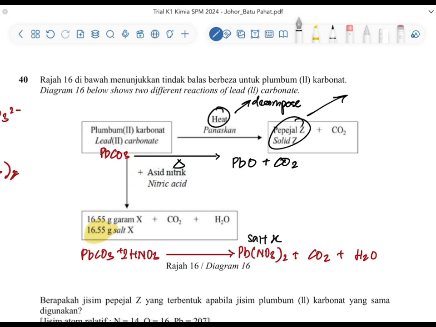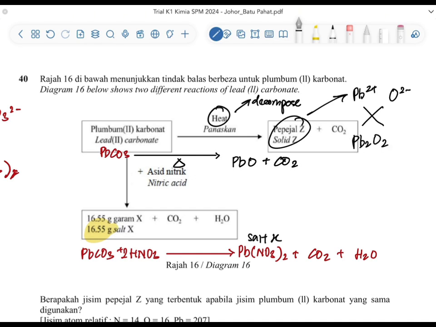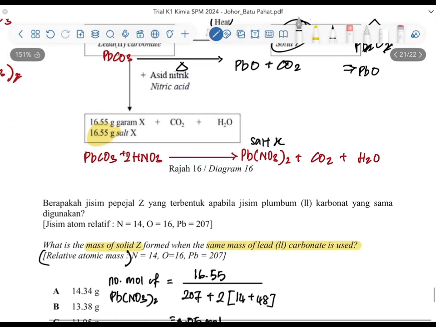Again, if you don't know how we get this solid Z, it requires you to have a little bit of understanding on the chapter which the heat reactions will decompose the salt. So Pb2 plus, together the oxygen is also 2 negative. So when we cross it, we need to write down the O and the 2. But since these 2 can be simplified, we will get PbO.